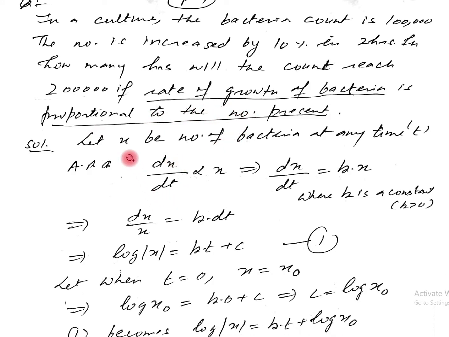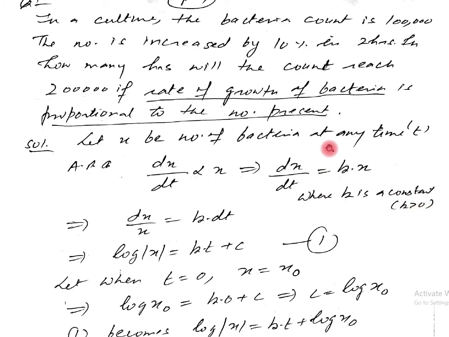Now let x be the number of bacteria at any time t. Then it is given that dx by dt is proportional to x, because it is given that the rate of growth of bacteria is proportional to the number present. It means dx by dt is proportional to x. This is the sign of proportionality. This implies dx by dt equal to k into x. When we remove this sign of proportionality, then we always introduce k. This we have learned in science also. Therefore dx by dt equal to k into x, where k is a constant greater than 0.